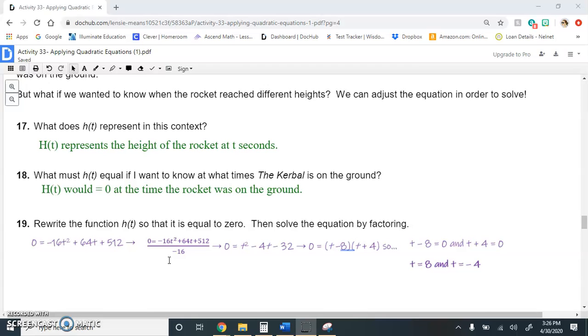So when I moved on to number 19, I actually plugged in that 0 for the h of t, and then I solved my quadratic function by factoring. You could have solved it by completing the square. You could have solved it by the quadratic formula. Whatever you were most comfortable with is fine. This one was factorable, so that's what I chose to use, and I got t is 8 and t is -4. So the rocket would be on the ground at 8 seconds and -4 seconds.